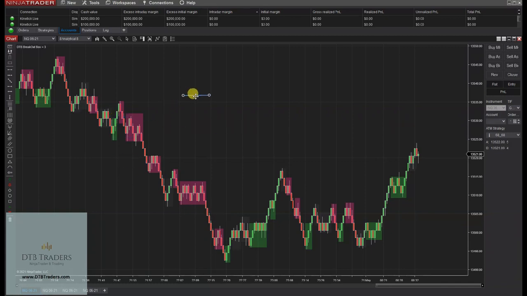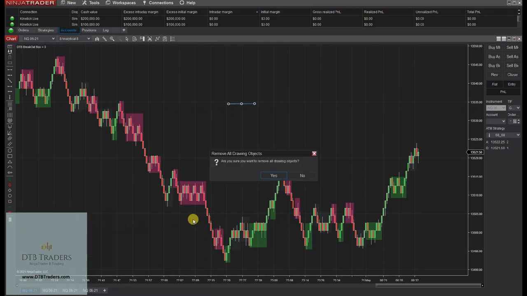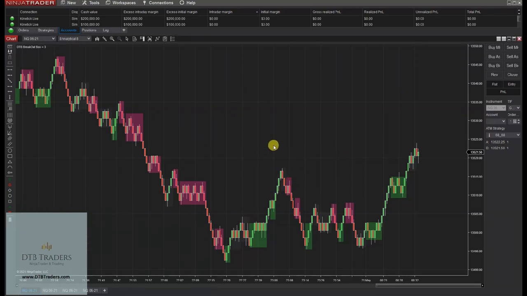And the good thing about this indicator is you can actually stay in a trend for longer. So if you're seeing more breakout boxes appear in the same direction, it's a good indication that that trend is continuing. So let's have a look at a few options.